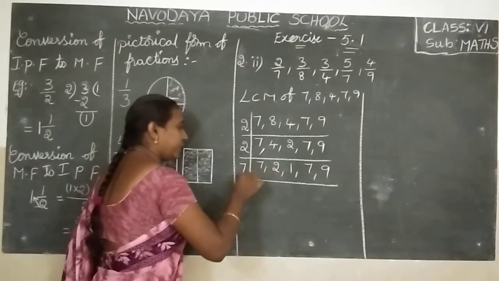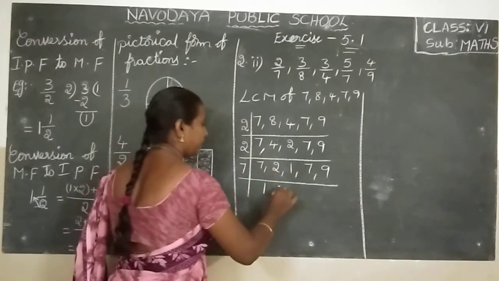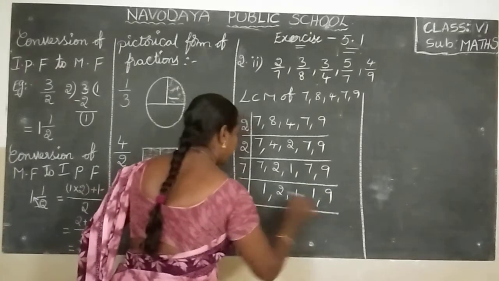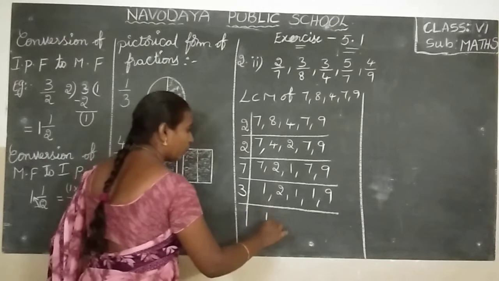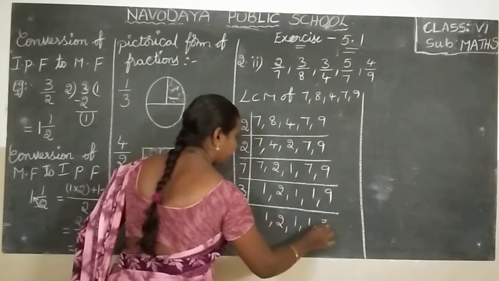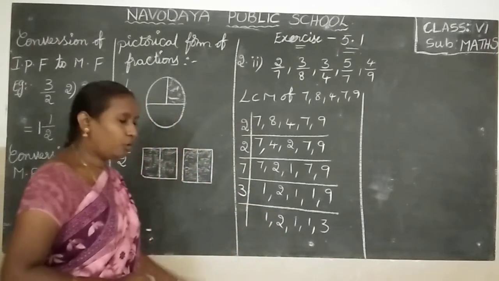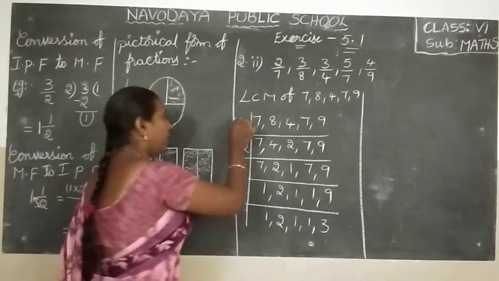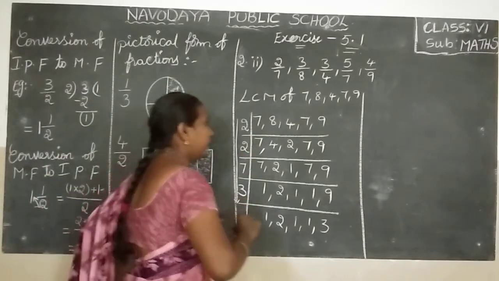Two sevens are there. 7 in 7, 1 time; 2, 1, 1, 9. So here I am taking the 3 table. So 1, 2, 1, 1, 3 in 9, 3 times. So no more two numbers cancel in the same table. So we can write the value of the LCM here.